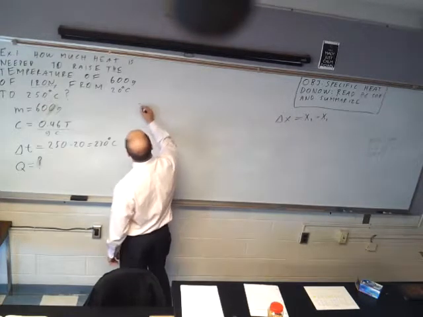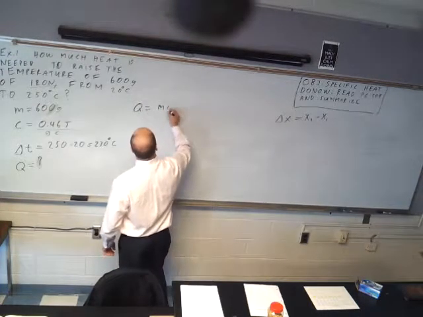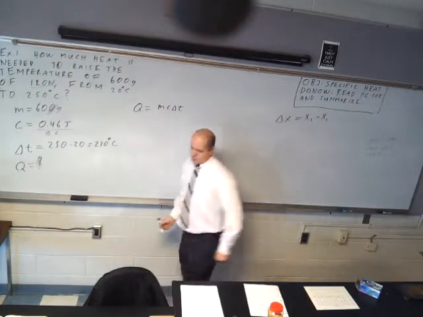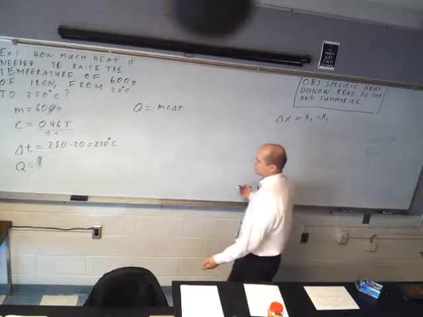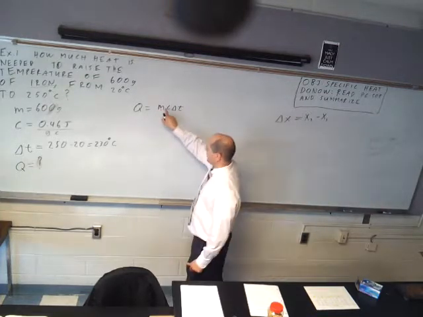So, we write our equation down. Q equals mc delta T. We're looking for Q, so that's convenient because the equation's already solved for Q. So all you have to do is plug in numbers, m, c, and delta T.